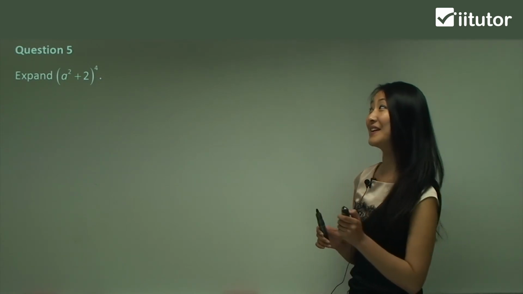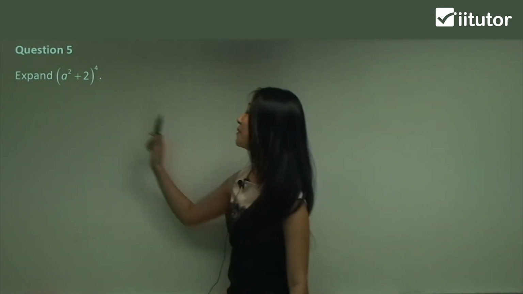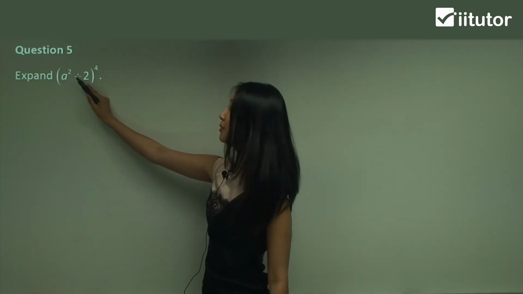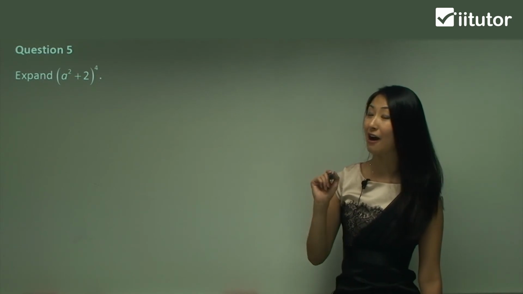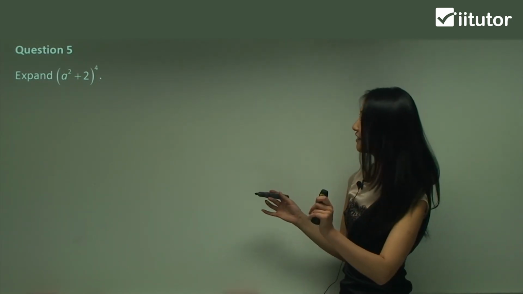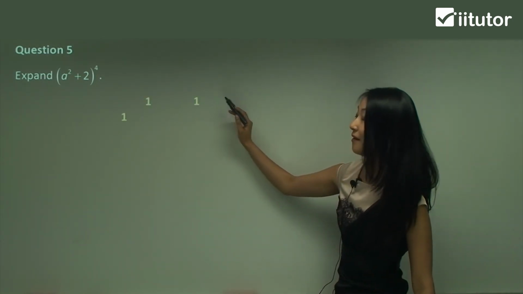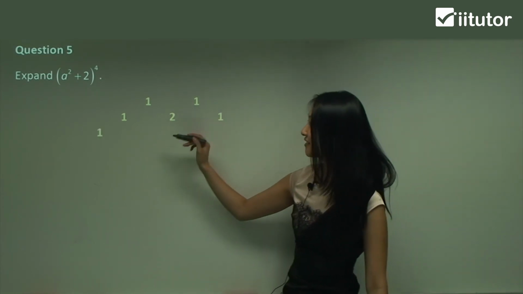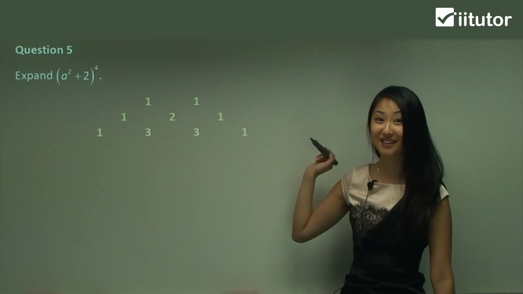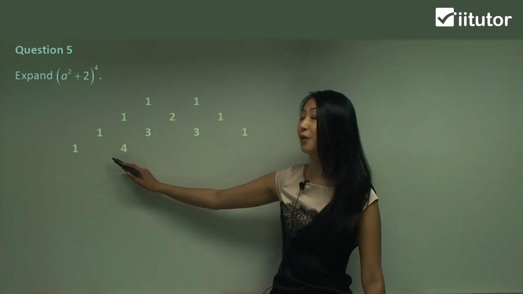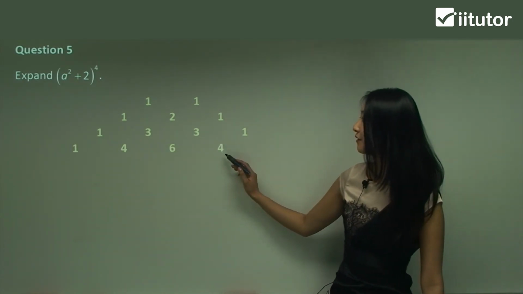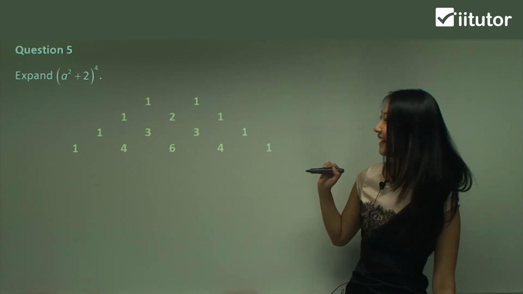All right, let's have a look at question 5 here. So here we want to expand a to the power of 2 plus 2 and to the power of 4. So we're going to be looking at this index first, power of 4. Let's work out Pascal's triangle first. So that's 1, 1, 1, 2, 1, 1, 3, 3, 1. Okay, we haven't done the next line in a little while, so what's it going to be? 1, yep, and that's 4, good. 6, good. 4, and 1, finally.